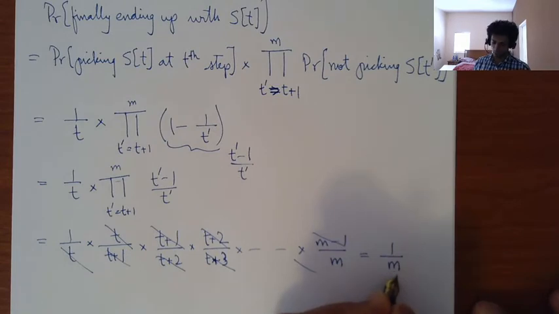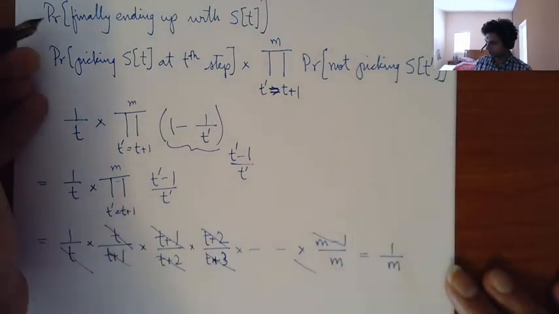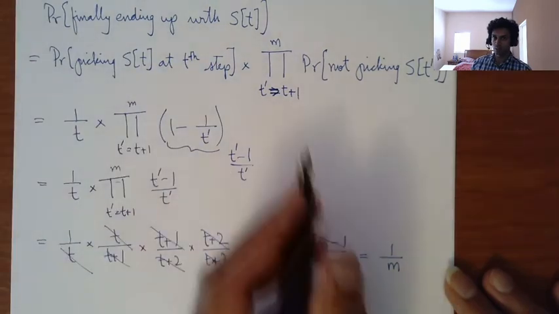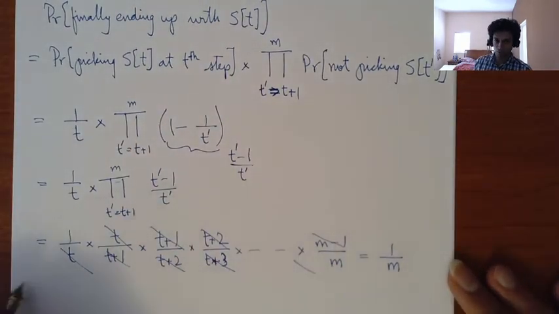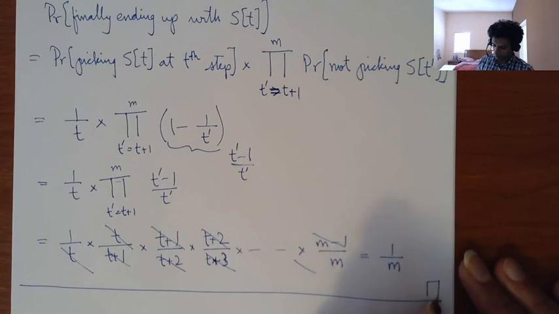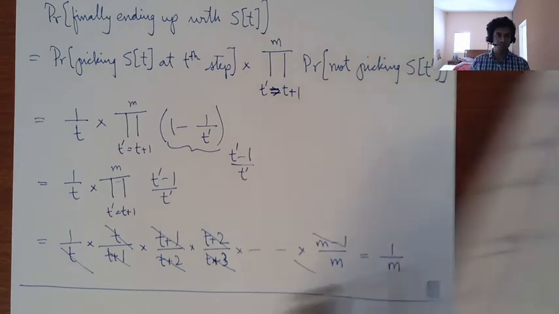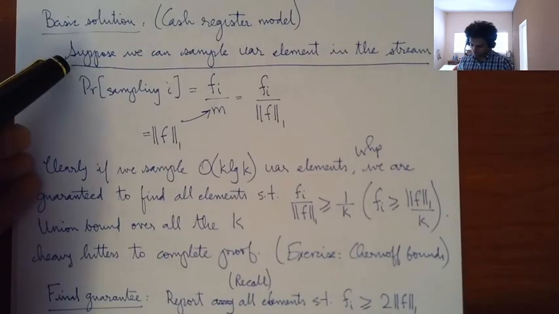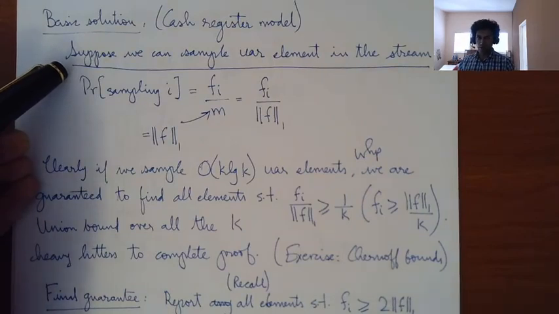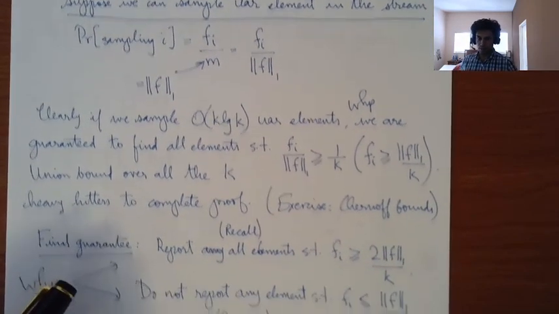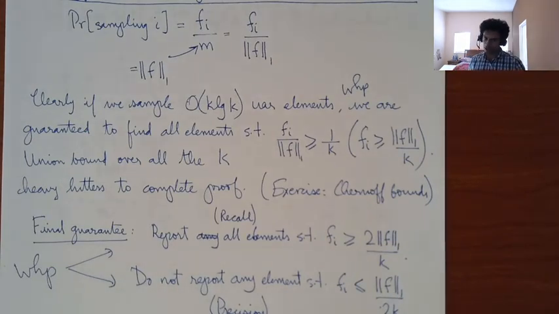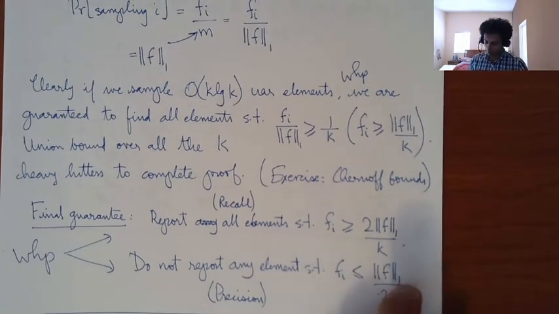It's a uniform at random element from the stream. So the probability of finally ending up with S of t is independent of t. It's only 1 over m. And so this is reservoir sampling. And so, frankly, if there's nothing else that you take from today's lecture but reservoir sampling, I think it would still be a success. So reservoir sampling is this amazingly simple and elegant technique using which you can sample a uniform at random element in the stream. And what you get is you can effectively, with some Chernoff-bound calculations, report all elements that occurred sufficiently often.